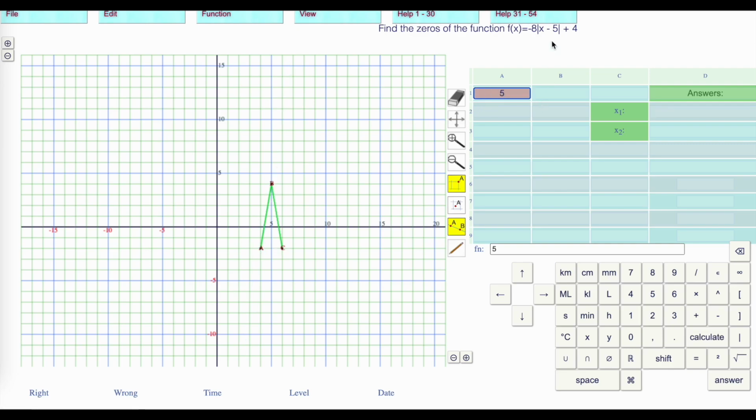Let's figure that out. When x is 5, the y value should be 4, is equal to negative 8 times the absolute value of the x value minus 5, which gives us 0, times 8 is 0, plus 4 gives us 4. When it is 4, we have negative 4. And when it's 6, we should also have negative 4. We need to find these two values, which looks like 4.5 and 5.5, but let's figure that out exactly. We're going to have to do that algebraically.